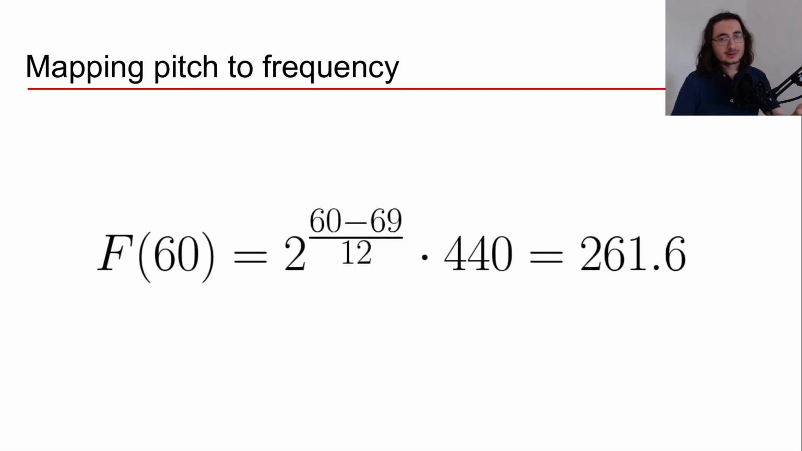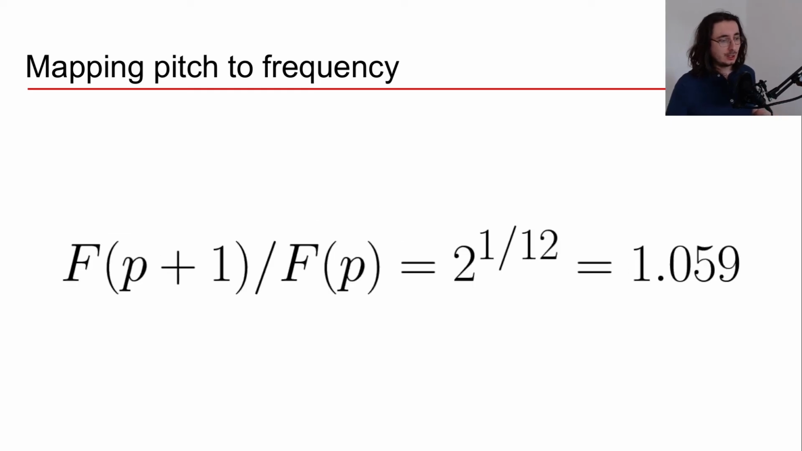Now, as we said, an octave is divided into 12 semitones, okay? So 12 different notes that have the same distance among themselves, right? So they basically divide the whole octave into 12 equal parts. So what's the relationship between two subsequent pitches?